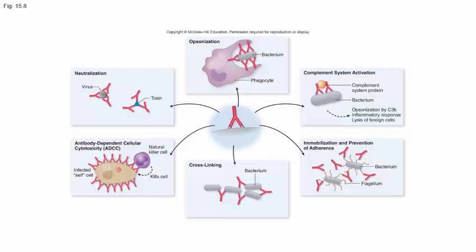We also have immobilization and prevention of adherence. Now, this is a little bit similar, but a little bit different, because binding of the microbe cell flagella or cell pili prevents the bacteria from attaching to the host cell, hence blocking microbe infection into the host cell.